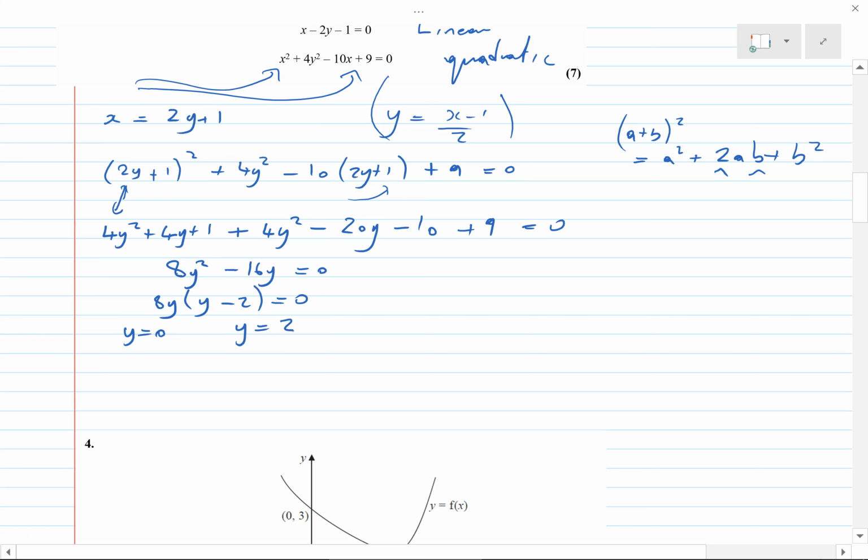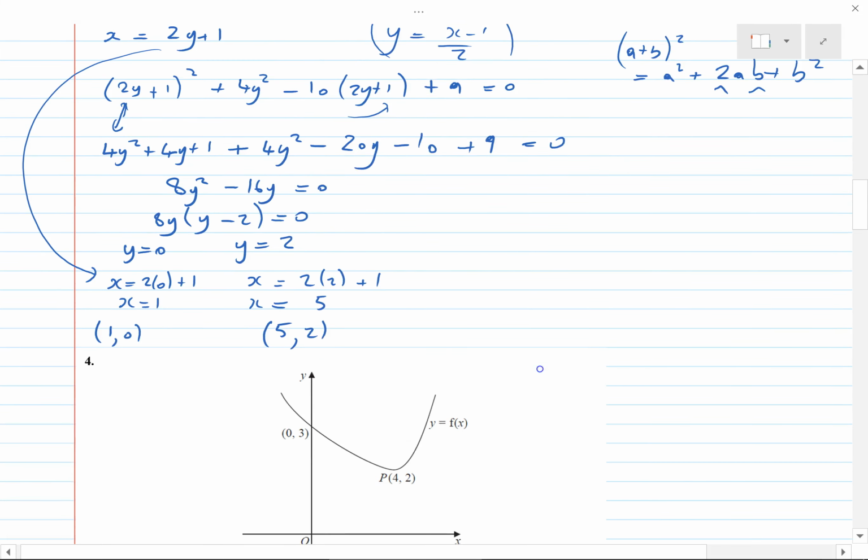Now we need to put that value of y back into here. So when y equals 0, x is equal to 2 times 0 plus 1. So x equals 1. So one of the points is (1, 0). And then if I do the same on here, we have x is equal to 2 times 2 plus 1. So that equals 5. So the other point is (5, 2). Okay, and that is question 3 done.